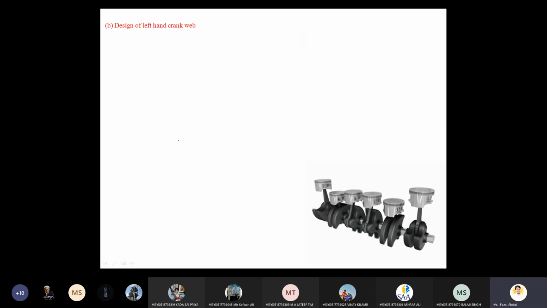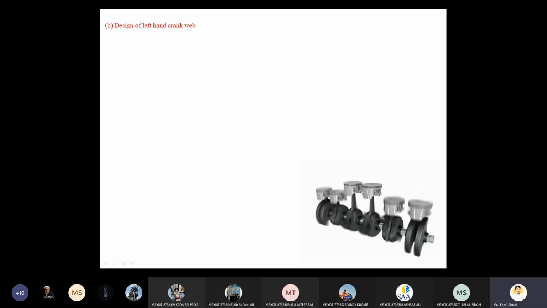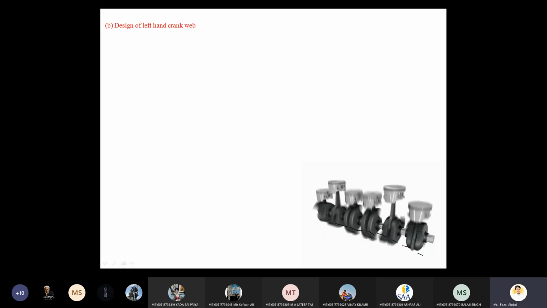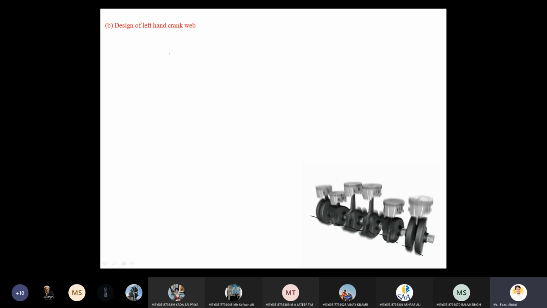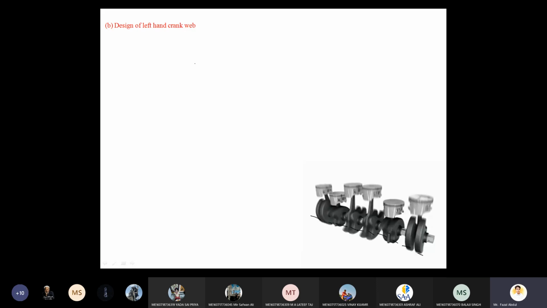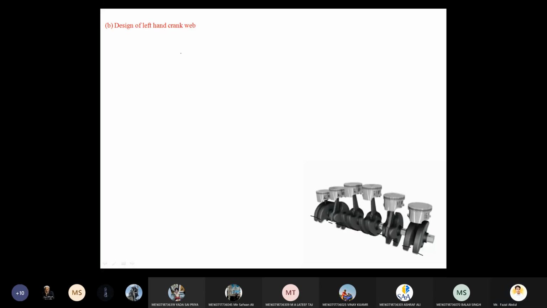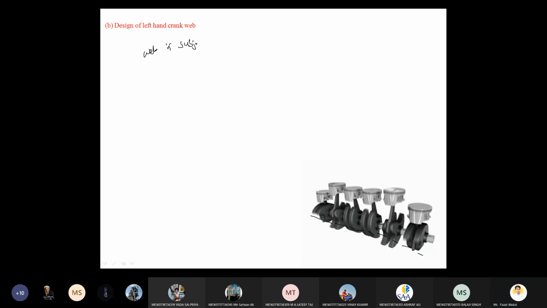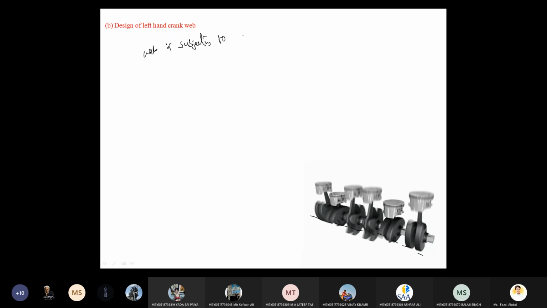Another, the second one, is the design of the left hand side of the crank web. See here in this figure, every crankshaft has two sides, one left side and one right side. First we are calculating the left hand crank web. Here we consider that the web is subjected to eccentric loading.